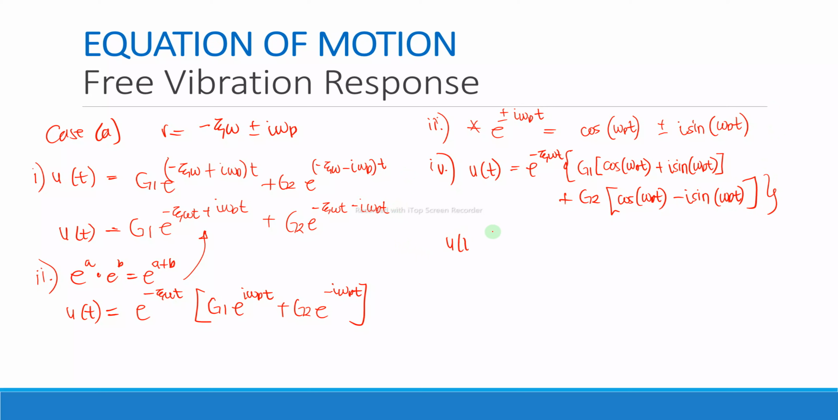Or u of t is equal to, we distribute this, and we will arrive with g1 plus g2 cosine ωd t plus g1 minus g2 times i sine ωd t.